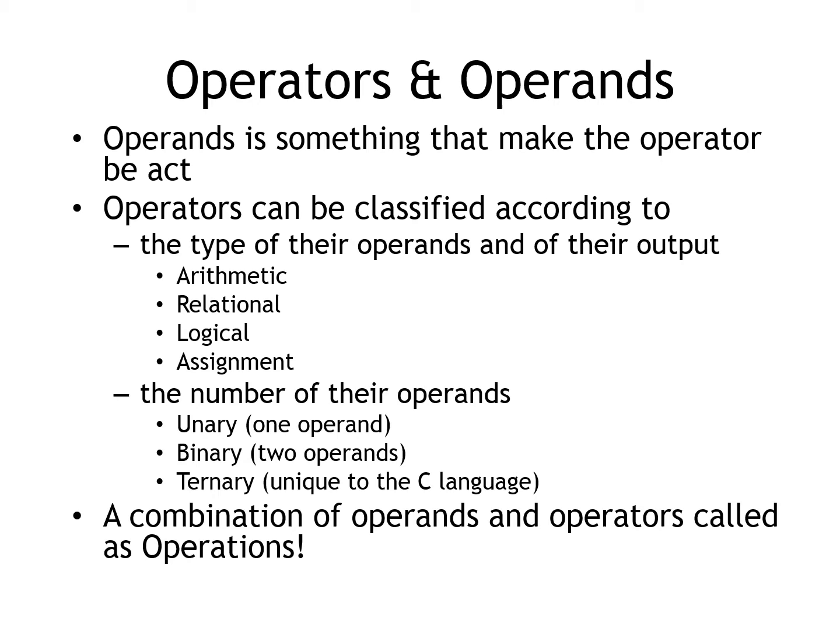And operators and operands. So operands are something that make the operators act. And operators can be classified according to the types of their operands or their outputs. So you have arithmetic, relational, logical, and assignment. And also by the number of operands, we have three types, which are unary, binary, and ternary. So a combination of operands and operator is called an operation. So you must have operands and the operators.